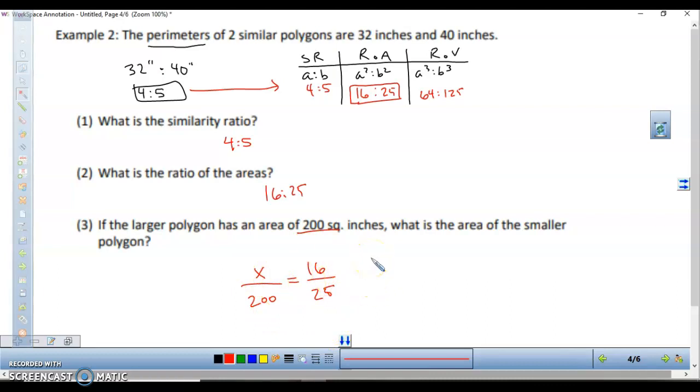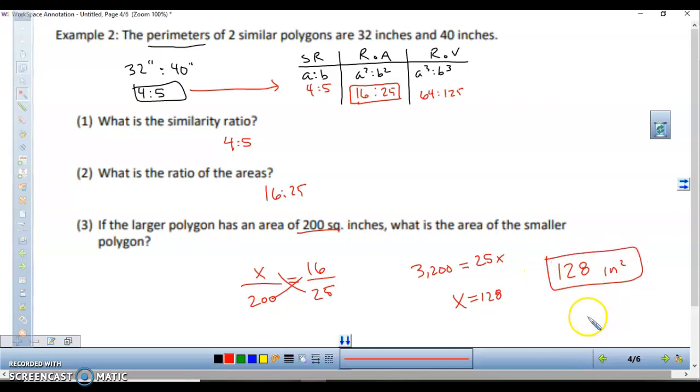All right, so when I cross multiply, 200 times 16 gives me 3,200. So 200 times 16 is 3,200 equals 25x. Then I'll divide both sides by 25, and I get that x is 128. I just found the area of the smaller polygon, so I'll write my answer is 128 square inches.